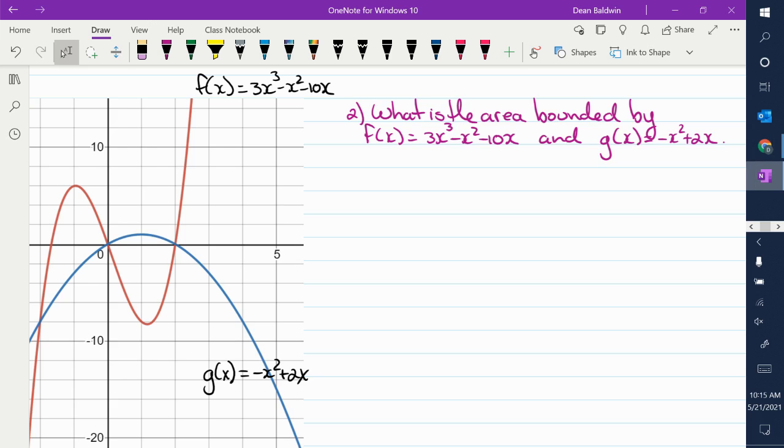All right. What area are we talking about? So it's where the graphs intersect. And we have, this is one region here. And then we have, I'll do it in blue, this region here.